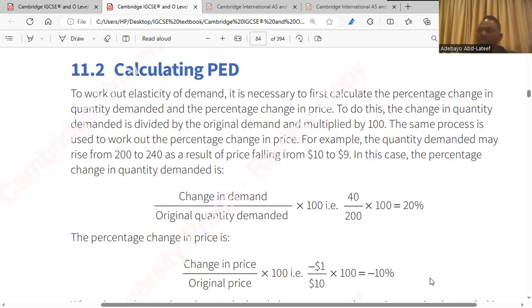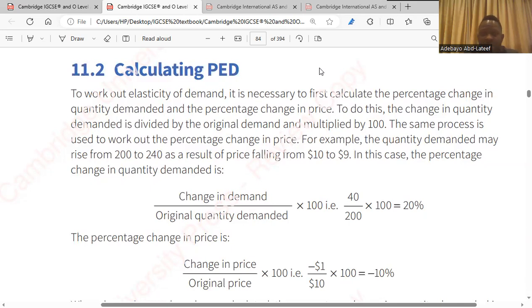Whenever we calculate our PED, are you with me, please? Yes. Whenever we calculate our PED, we arrive at an answer. So the answer will tell us if the price elasticity of demand is elastic or inelastic. So let's read. It says, to work out elasticity of demand, it is necessary to first calculate the percentage change in the quantity demanded and the percentage change in price. To do this, the change in quantity demanded is divided by the original demand and multiplied by 100. The same process is used to work out the percentage change in price.